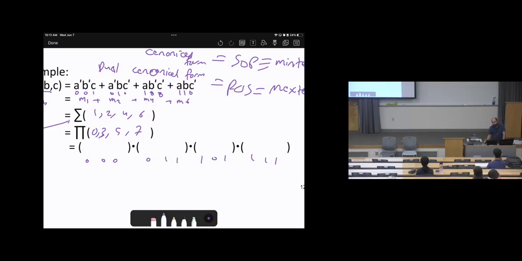Here we are dealing with max terms, so the 0 will be non-bar while 1 will be bar. Let me write it in terms of A, B, C in lowercase. It will be A plus B plus C. There are no bars because in the max terms, there are no bars at zeros. Here is A plus B bar plus C bar. Here is A bar plus B plus C bar. Here is A bar plus B bar plus C bar. Okay? Any question?